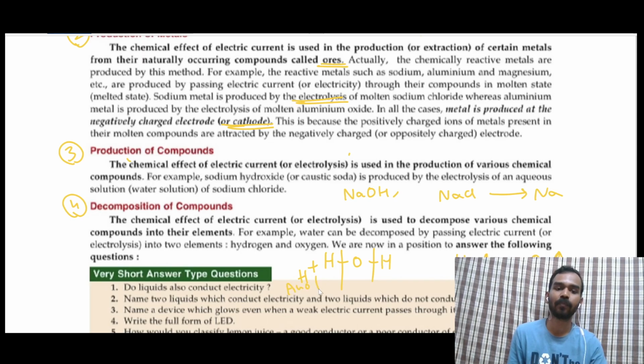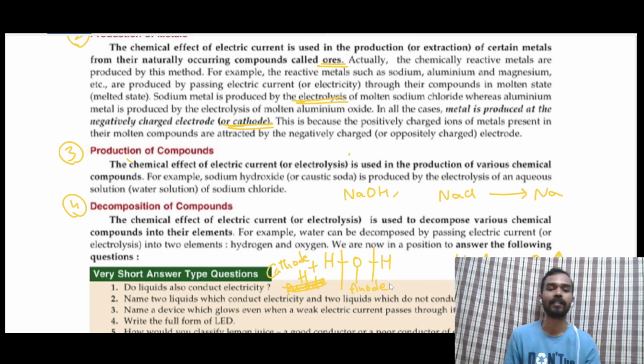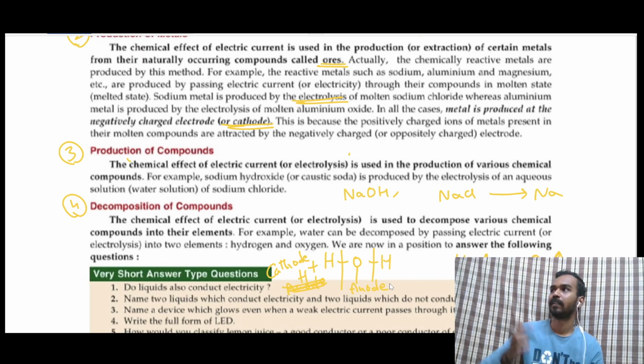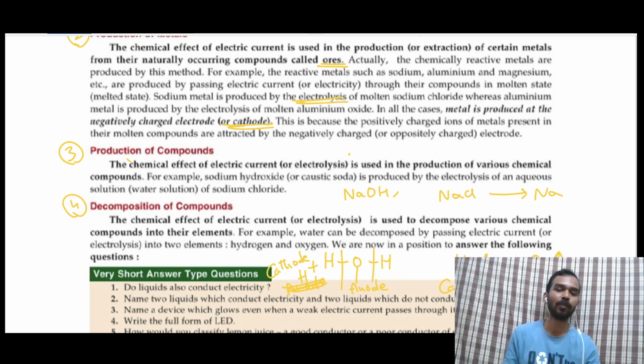Anode. No, H plus is cation, so it will go to cathode. O minus is anion, it will go to anode. Right? So anion will go to that electrode, that's anode. So you will get in anode O2 gas, in cathode you will get H2 gas. You can put two different tubes and try to separately collect hydrogen and oxygen.